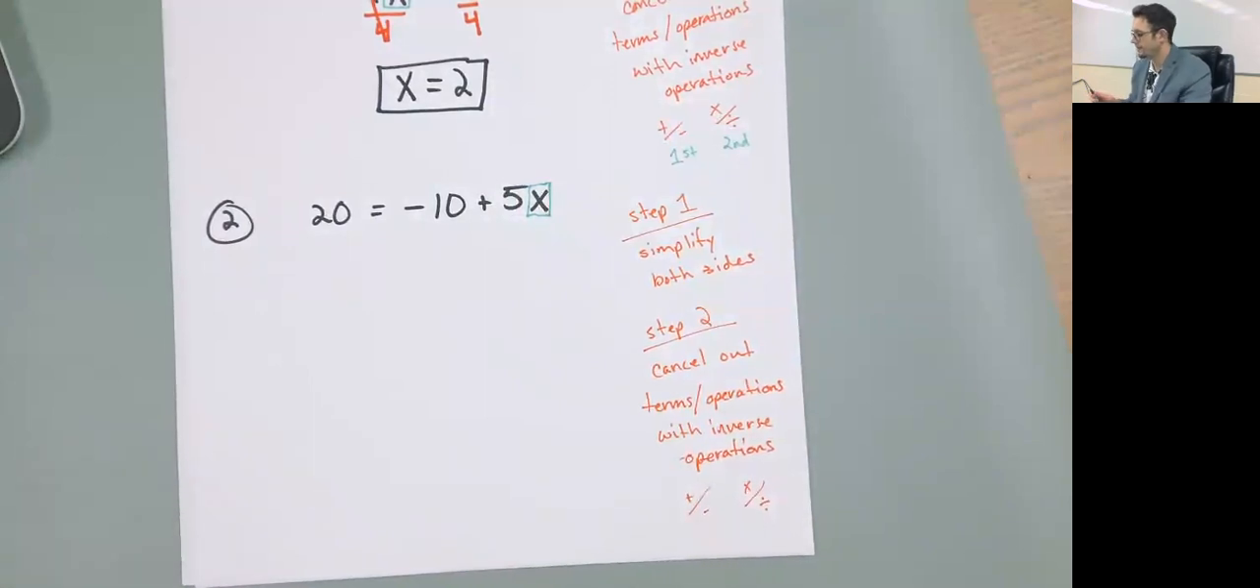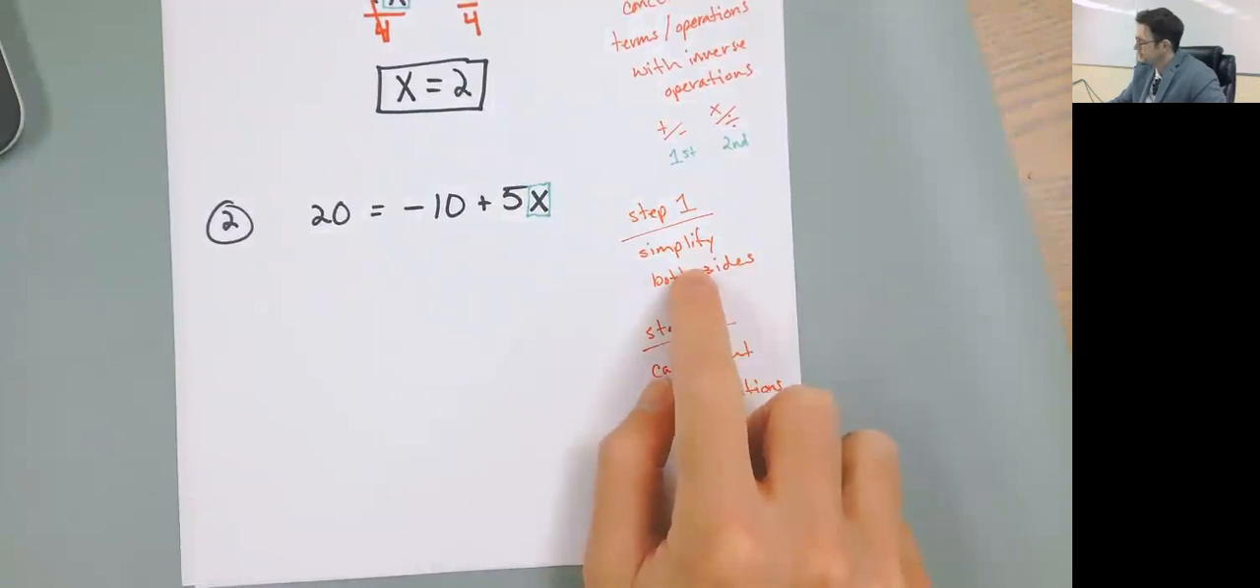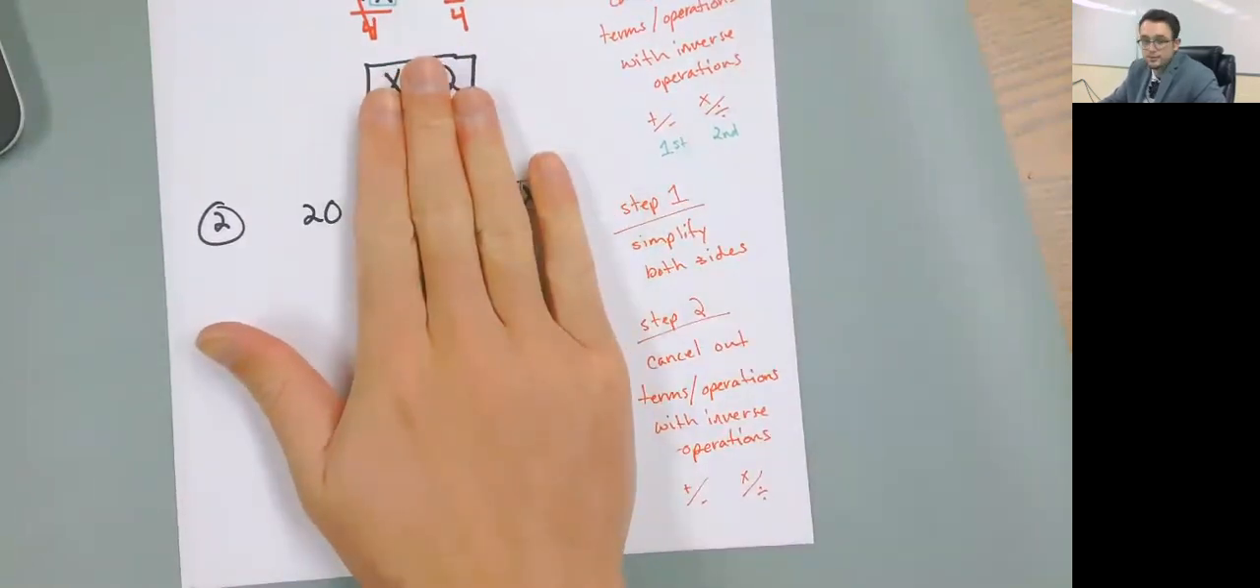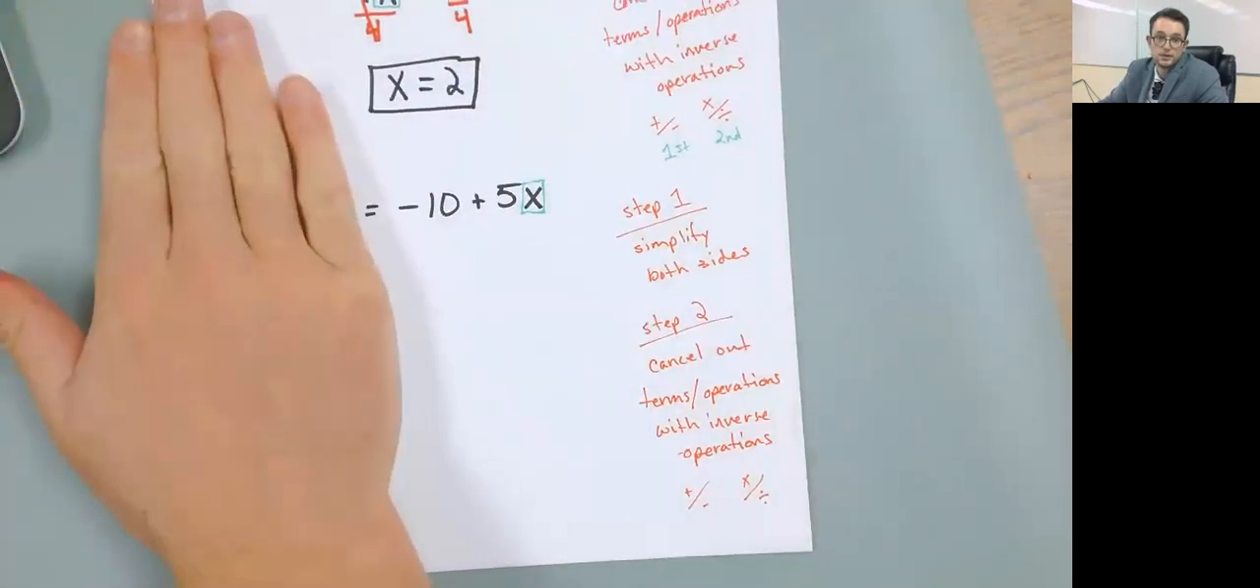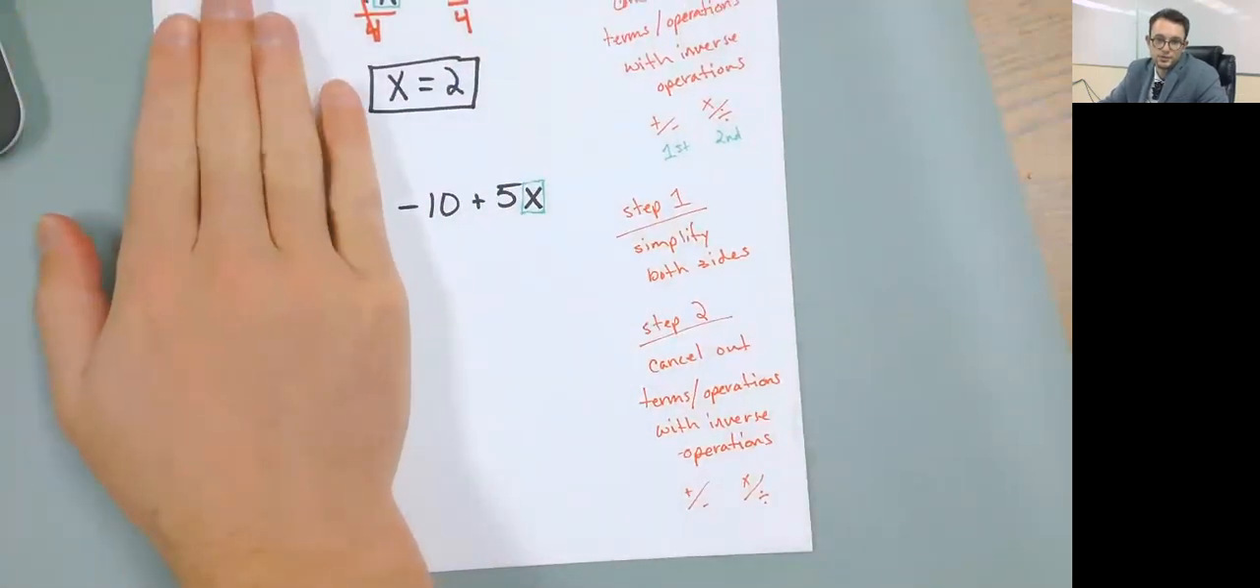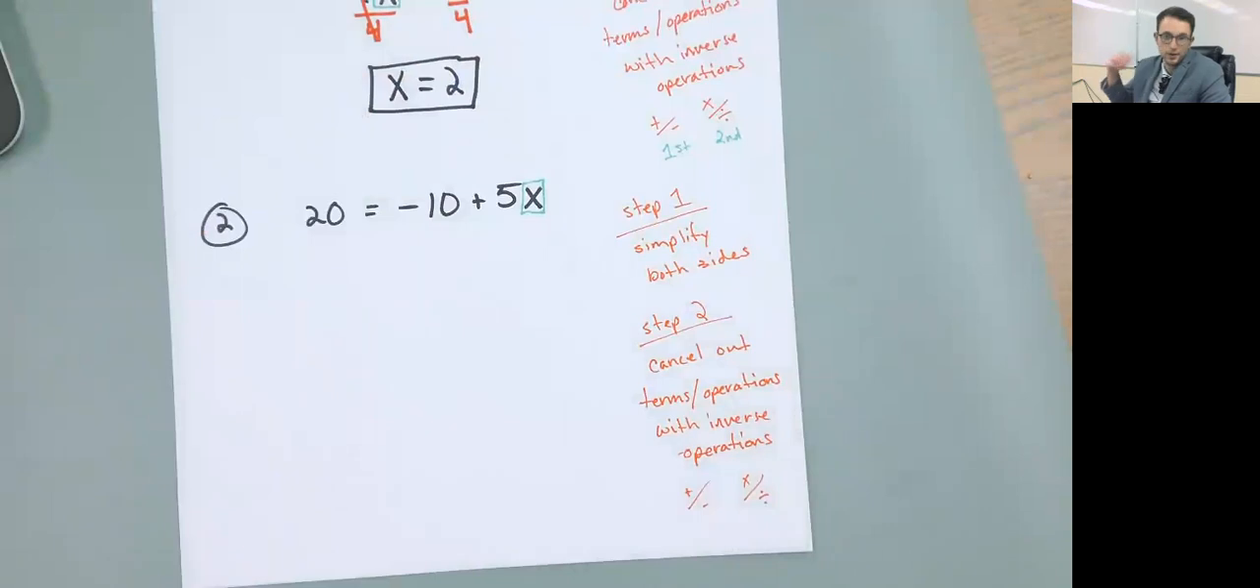First step, simplify both sides. Is that simplified? Looks simplified to me. It says 20. Is that simplified? Can you combine those? Can you do anything? No. So those are both simplified. Step 1, done.